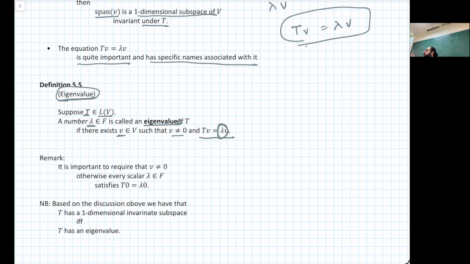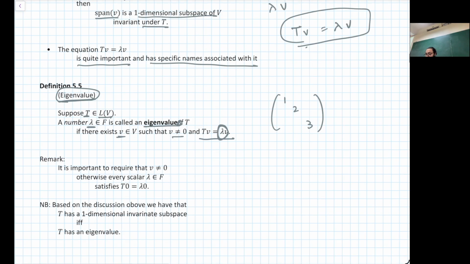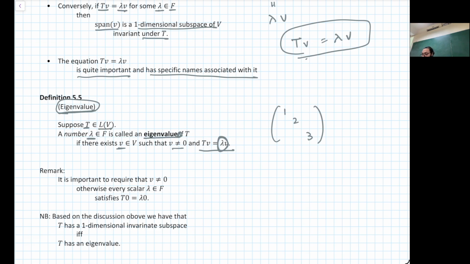So what do we know so far? Whenever you're in doubt, one of the easiest things you can do is think about the simplest examples you have. An example of a very simple matrix is a diagonal matrix. So let's consider the following diagonal matrix: 1, 2, 3. Now, can you think of any one-dimensional invariant subspace of this matrix?